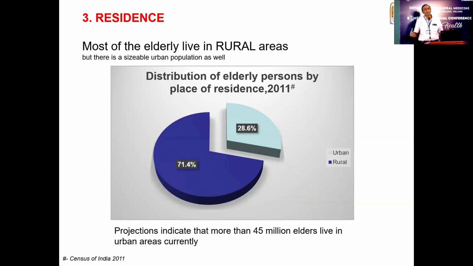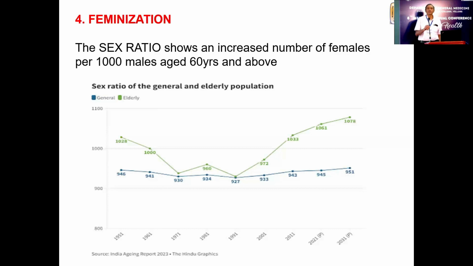So it's as big a problem in urban areas, but the size of the population of elders in rural areas is really high. Another demographic phenomenon that we are seeing in the elderly population is what is called feminization. Now, in this graph, there are 2 lines, and that shows the sex ratios in the general population and in the elderly population. The general population still, unfortunately, continues to show an adverse sex ratio, which is the number of females per 1,000 males. But in the elderly population, we see a sex ratio which is actually 1,078. I mean, if you project that to 2031, 1,078 elderly females per 1,000 elderly males.